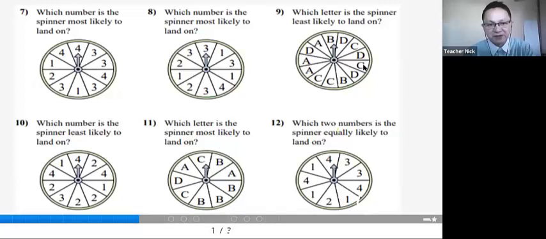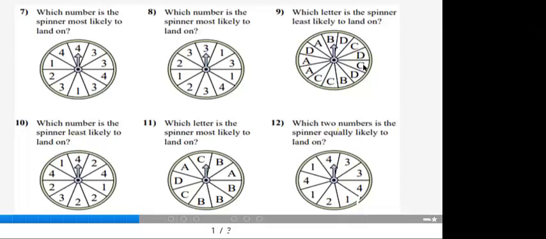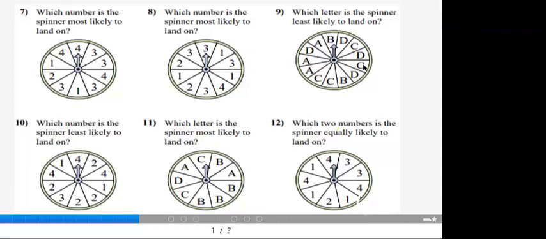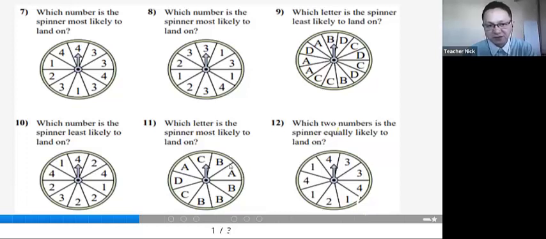Next, number 11. We're now on number 11. Which letter is the spinner most likely to land on? Most likely. A lot of letters. B. So the answer is B. It's obvious, you can see 4 B's.